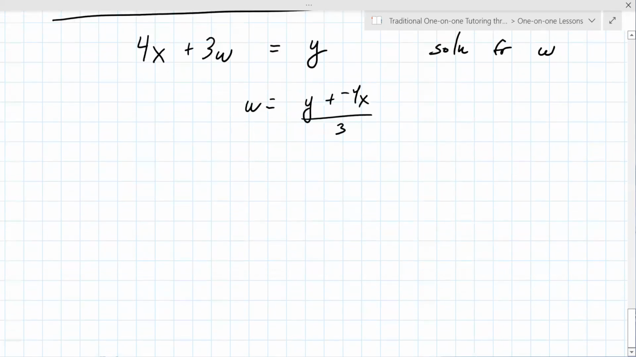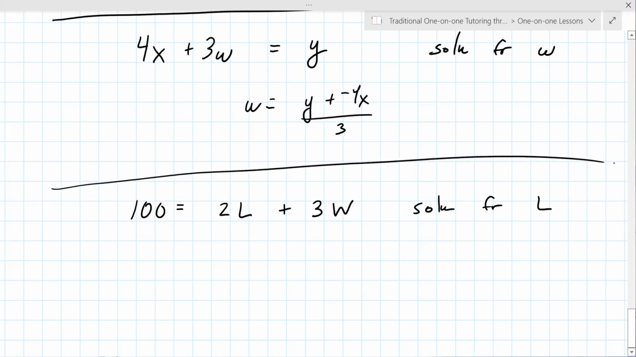Let's go back to one I had you do earlier, and make it a little more difficult. 100 equals 2l plus 3w. Solve for l.